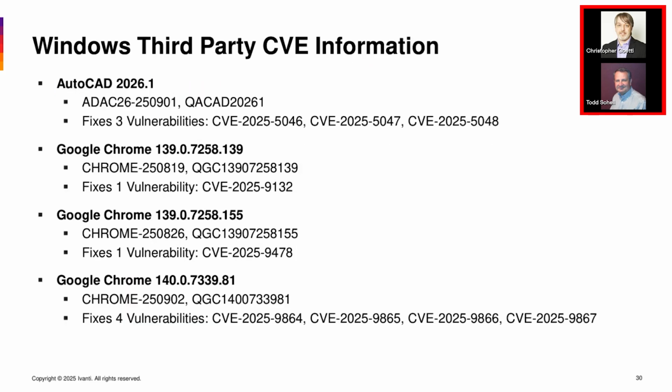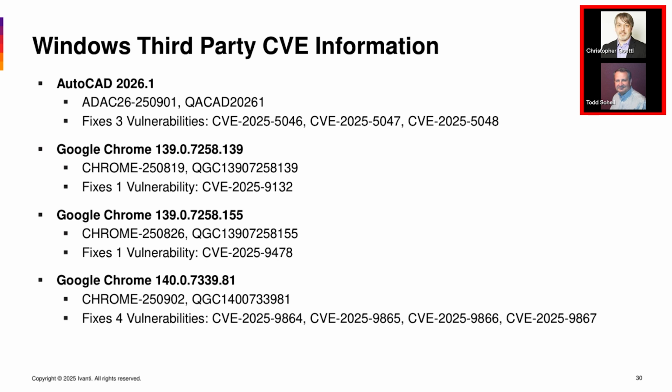Going through the Windows side, we did see an update for AutoCAD 2026 this month that addressed 3 vulnerabilities. And by the way, typically in the designations shown here, you can see the dates when we released the patches. So this first one was obviously September 1st when that AutoCAD update came out.